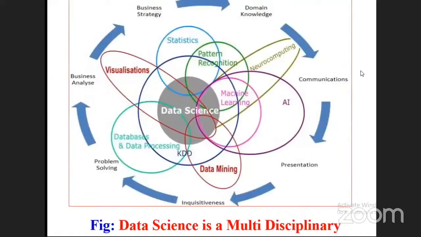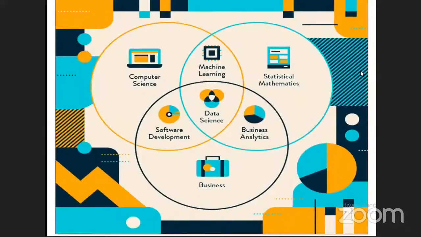Data science is a multidisciplinary subject. See how many subjects are incorporated in this one: statistics, pattern recognition, machine learning, data mining, databases and data processing, visualization. So these are all the subjects integrated.